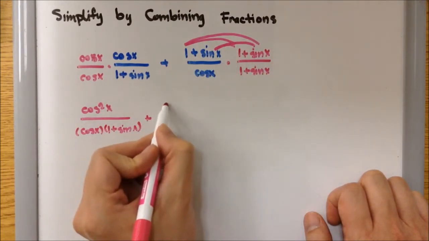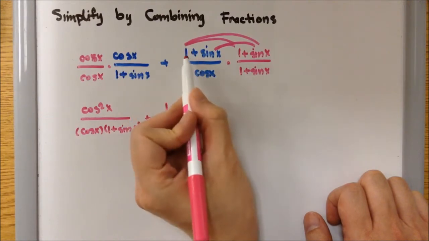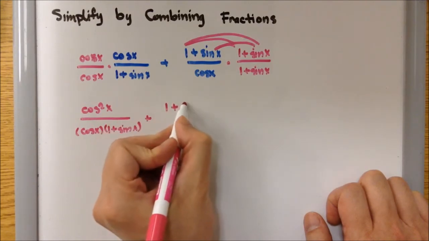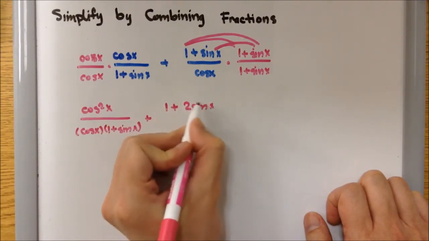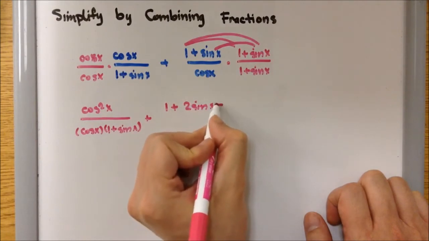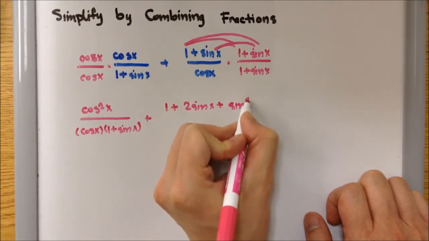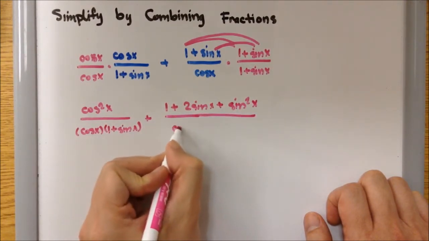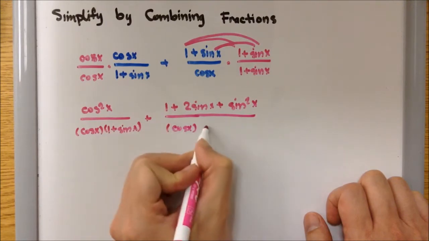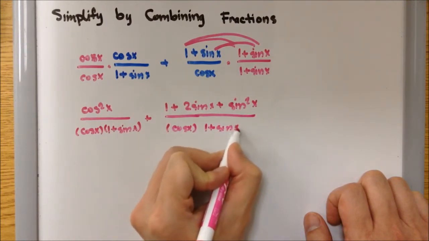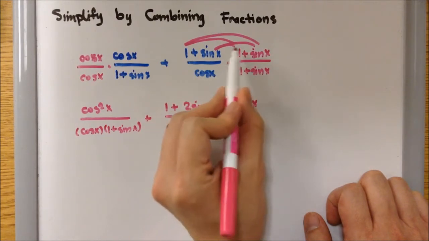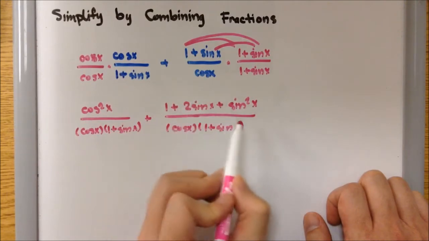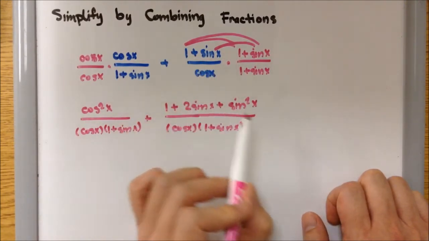1 times 1 is 1. Now when we multiply 1 times sine of x, and then sine x times 1, it will become 2 sine x, and then sine x times sine x will be plus sine squared x over cosine of x times 1 plus sine of x. Now, if you can't do this in your head, I highly recommend you write it out or do the box method. Again, it's going to be a lot of work. You don't want to get lost in it, so write it out.